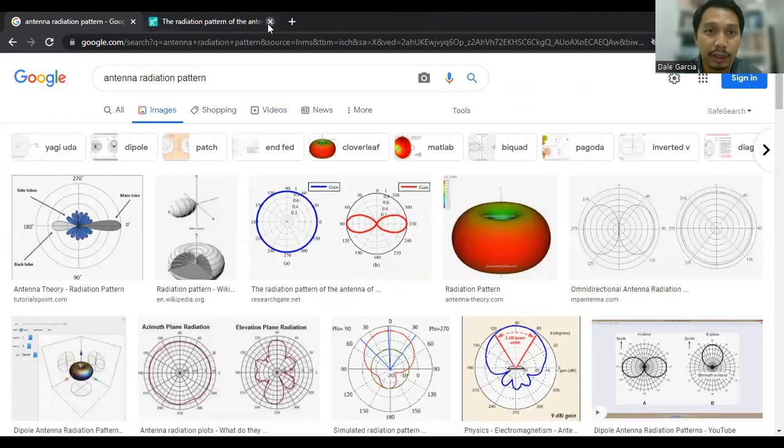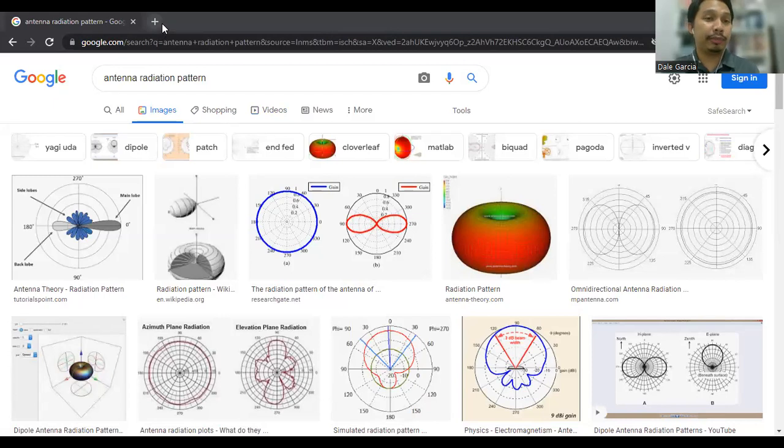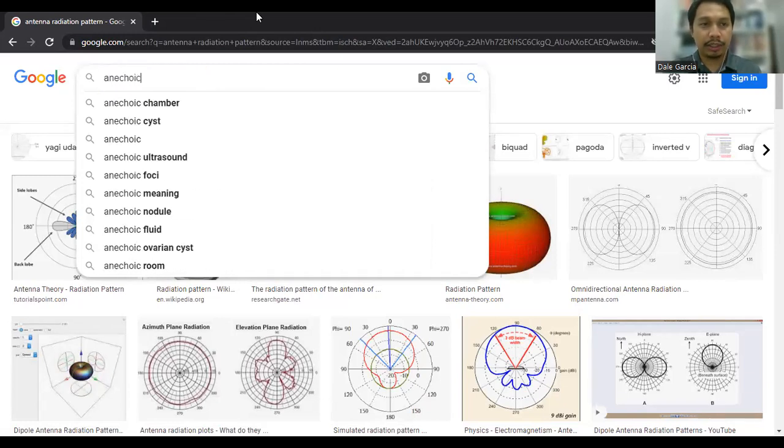So that is important, or engineers really measure or want to know the shape of the radiation pattern para makita nila kung saka effective ng antenna na ilahang na fabricate or ilahang na palit siguro. So asa ni sila gina measure? Antennas or the radiation pattern of antennas are measured inside a room called an anechoic chamber.